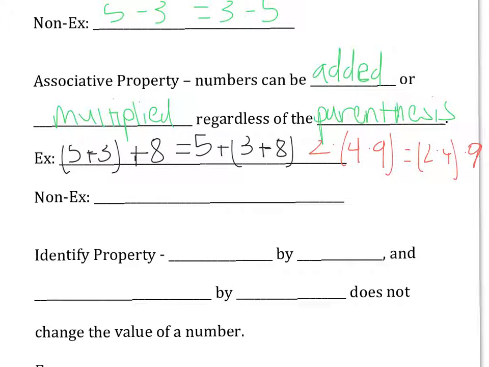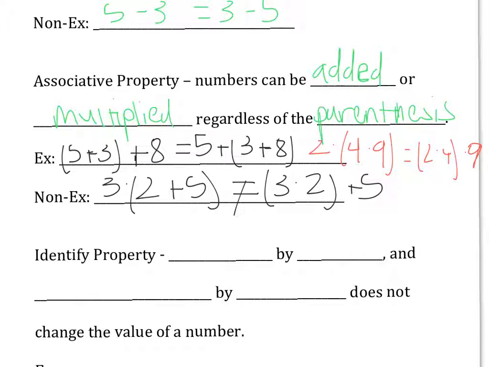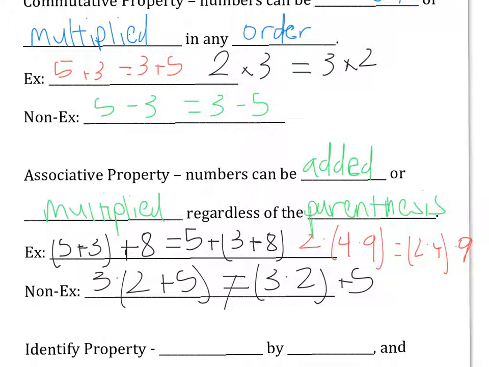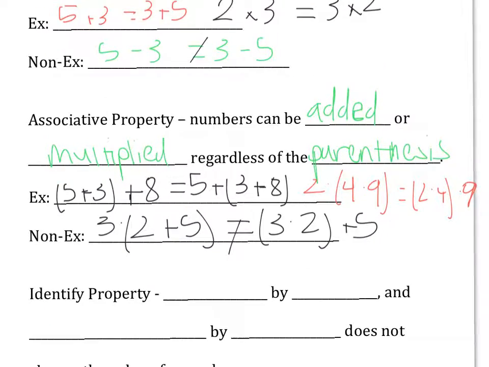So it must be the same operation throughout. On this first one, we had plus signs all throughout, and in the other example, we had multiplication signs all throughout. It's got to be the same throughout the entire equation. An example of what this would not look like would be 3 times the quantity 2 plus 5. That's not equal to 3 times 2 plus 5, right? Because that's not the same. So if I go back up to the commutative property, I should have put a does not equal sign as well, right? A slash through the equal sign.